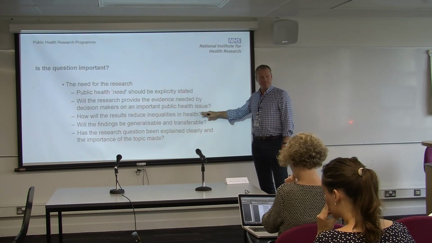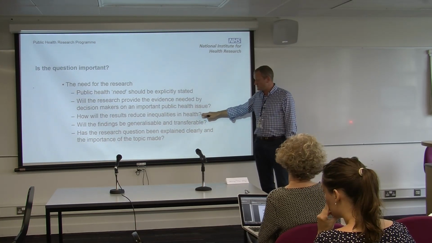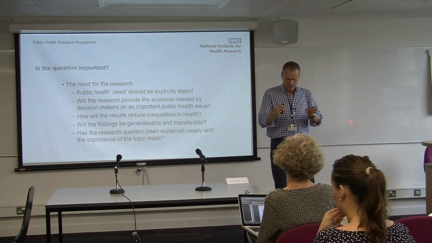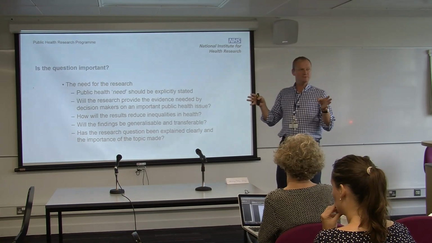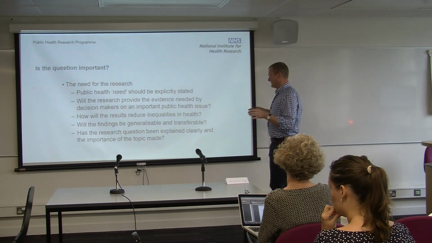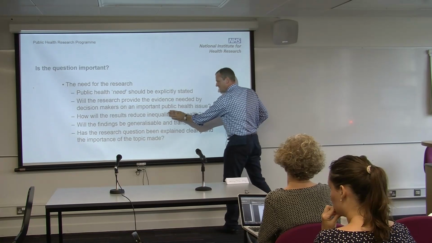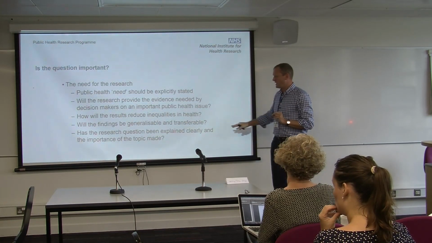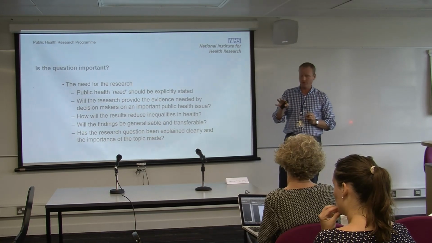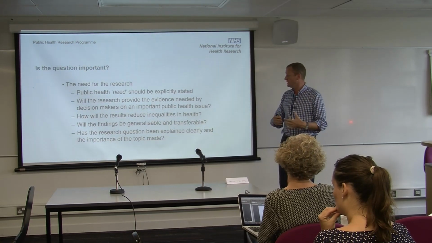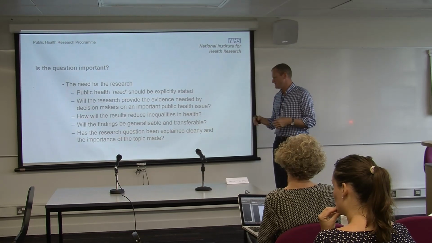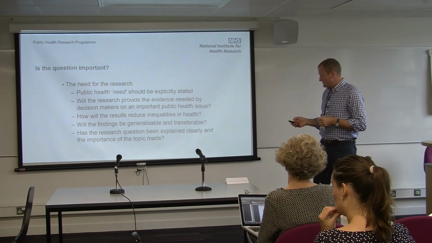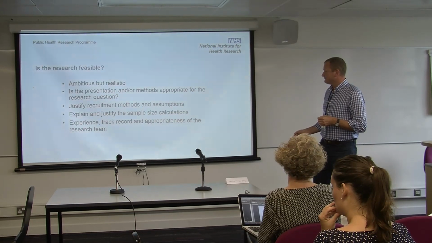That could either be primarily by the research itself, especially if it's primary research, or it might be that you're doing it in a certain group, but you talk about potential generalizability to other populations and the such. So you either directly deal with that or say how it might be done. And the most important thing, is it transferable to other populations? So other age groups perhaps, different ethnic groups and the such. And has the research question been explained and the importance of the topic clearly made?